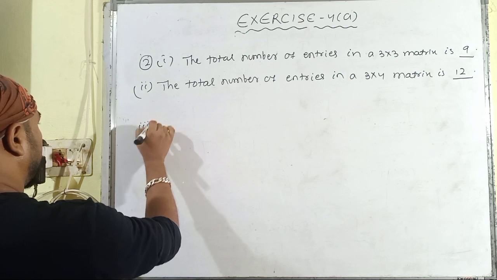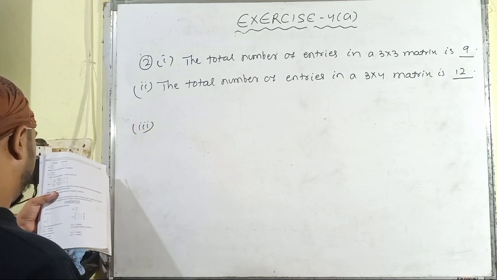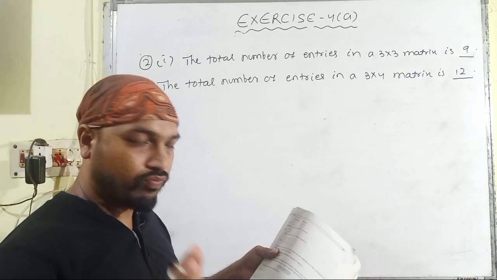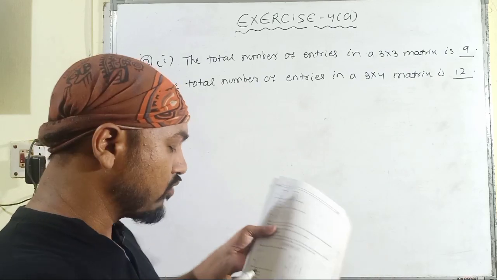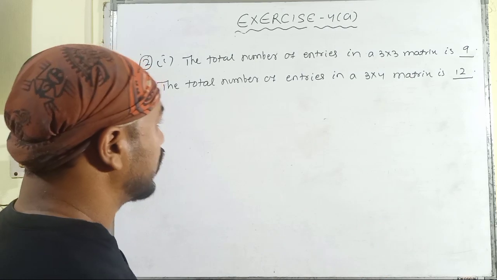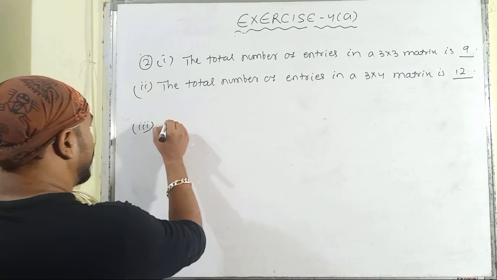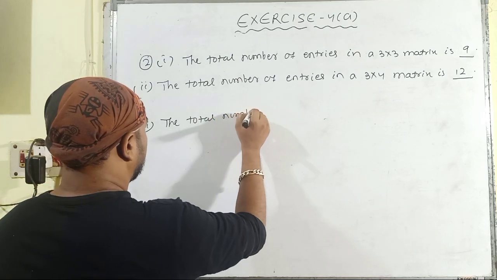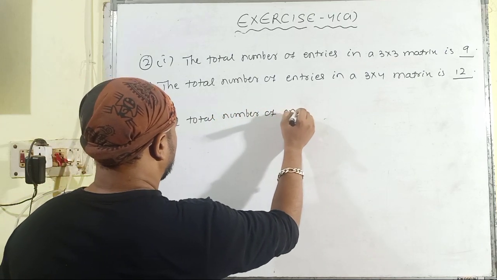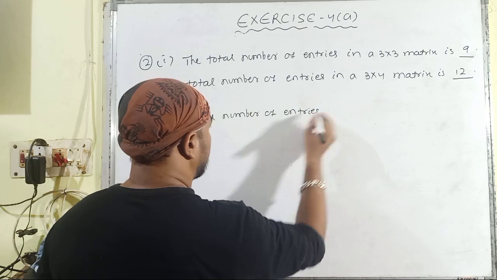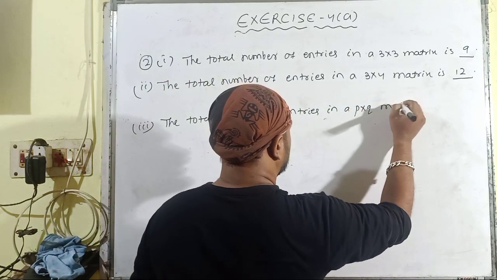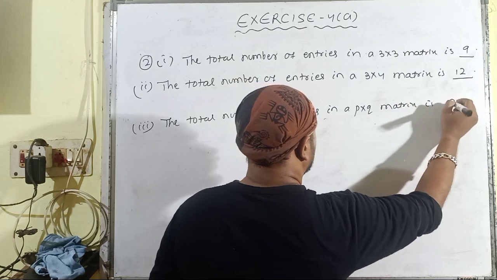Then the third one is here. It is a matrix of order p cross q. That means the total number of rows is equal to p, the total number of columns is equal to q, and hence the total number of elements will be pq. The total number of entries in a p cross q matrix is pq.